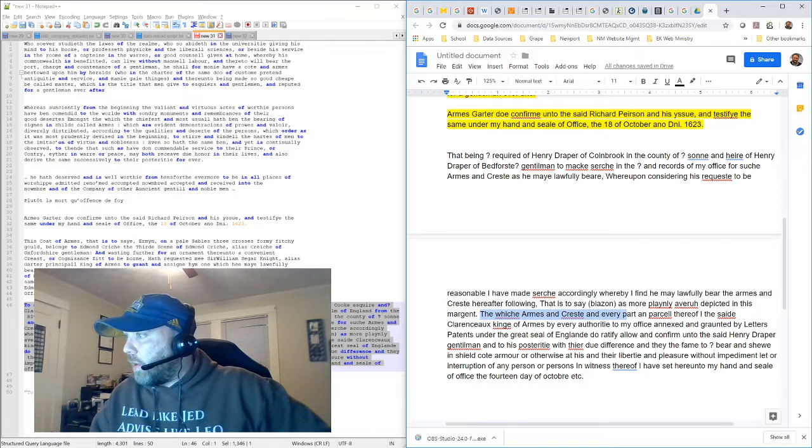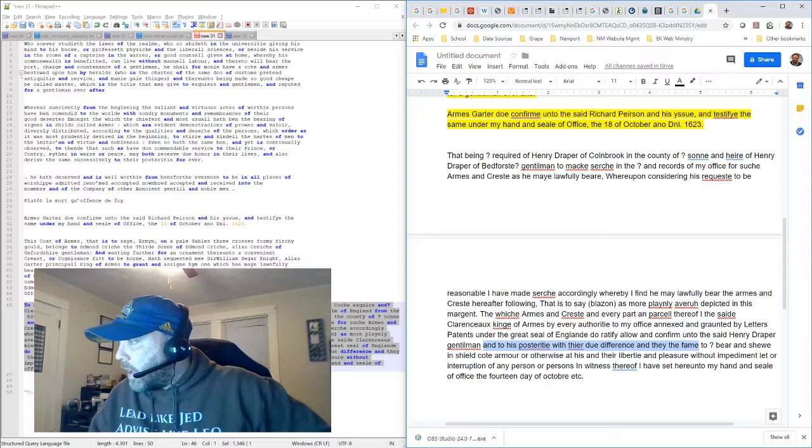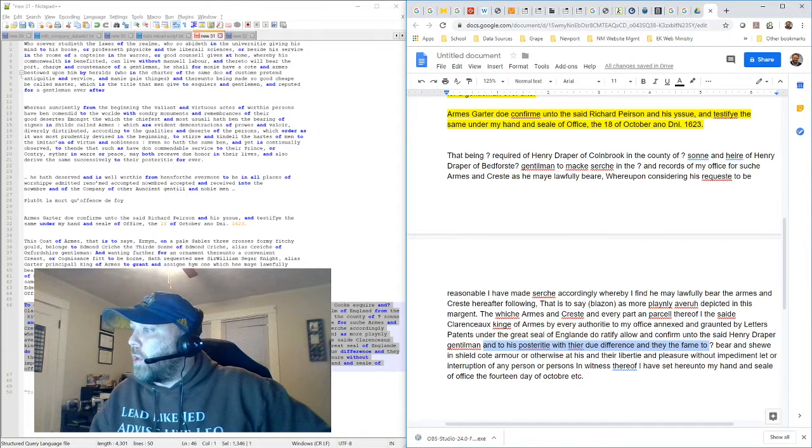The which arms and crest and every part and parcel thereof, the said Clarenceux, King of Arms, by every authority in my office annexed and granted by letters patent under the great seal of England, do ratify, allow, and confirm unto the said Henry Draper, and to his posterity and their due difference, and they the same to bear and show in shield, coat, armor, or otherwise, without impediment or interruption.